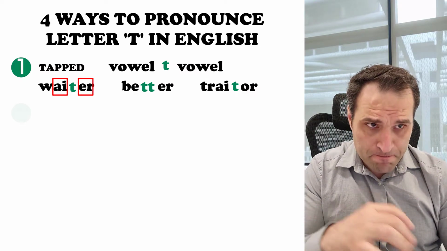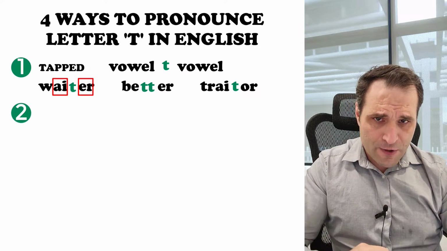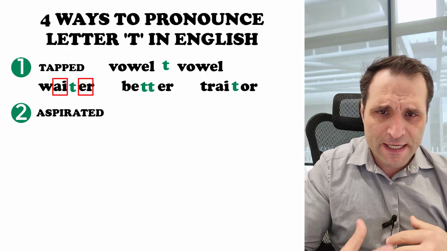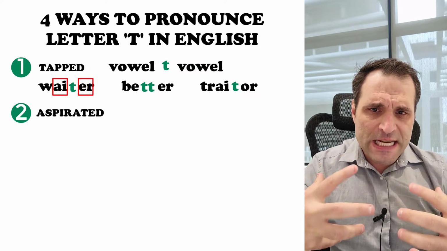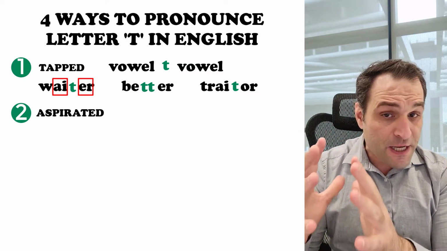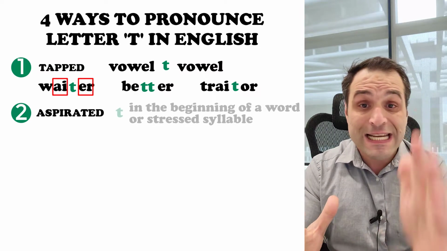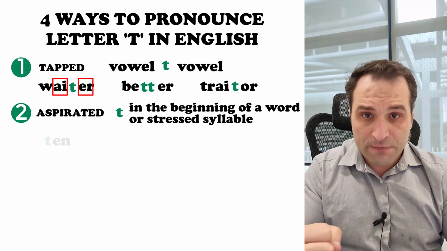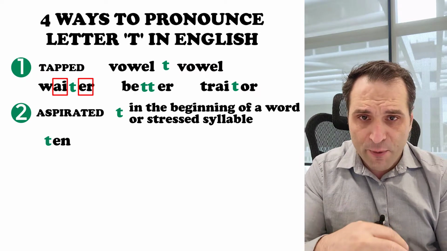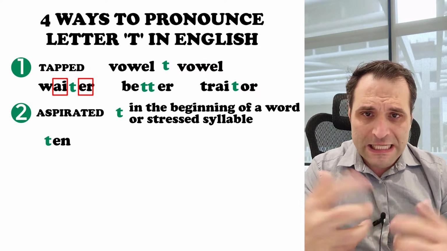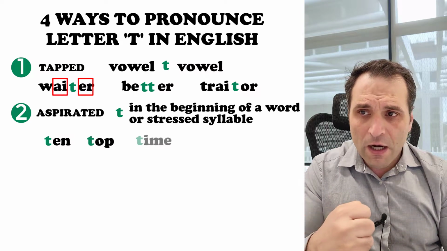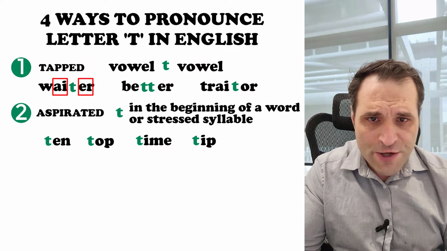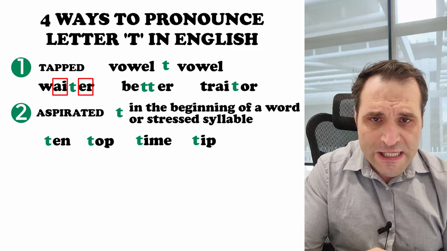The second way is aspirated, right? Aspirated T. So what does that mean, aspirated? It's when the T is actually in the beginning of the word, right? So it is the initial sound of the word. For example, like ten. You see that word on the screen, the first example, right? Ten, or top, or time, or tip, whatever, any word you think about that starts with letter T.